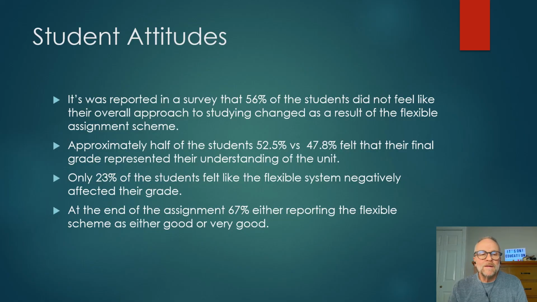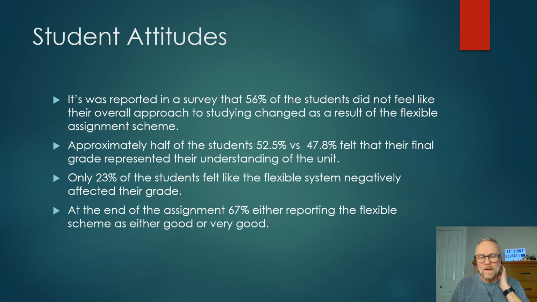Okay, so how did the students feel about the choice given and the assignments? It was reported in a survey that 56% of the students did not feel like their overall approach to studying changed as a result of the flexible assignment scheme. Approximately half of the students, 52.5% versus 47.8%, felt that their final grade represented their understanding of the unit. Only 23% of the students felt like the flexible system negatively affected their grade. And at the end of the assignment, 67% reported the flexible scheme as either good or very good.